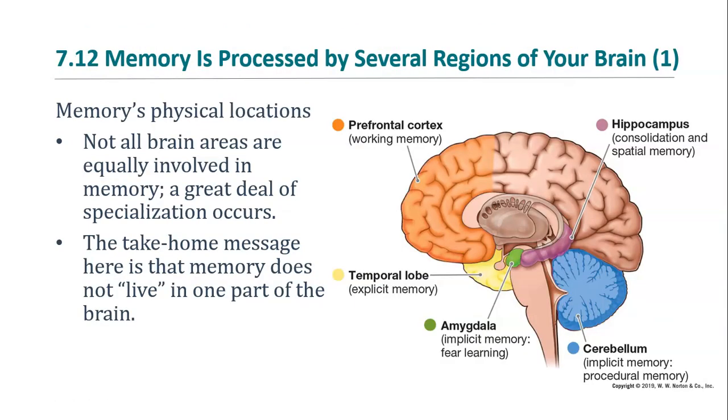We use different parts of the brain to perform different types of tasks, and memory is no exception. For example, the prefrontal cortex is necessary for working memory, the temporal lobe for explicit memories, both for encoding and retrieving, the amygdala for emotional memories, the cerebellum for implicit, in particular, procedural memories, and the hippocampus for not only encoding memories, but for consolidation of spatial information.